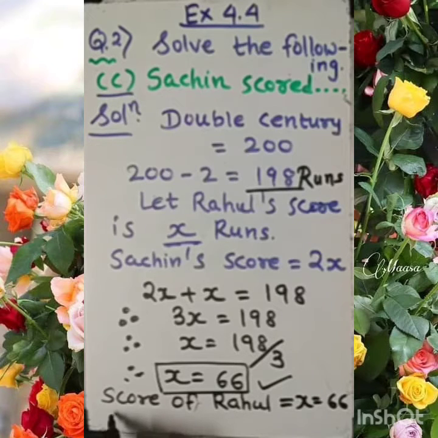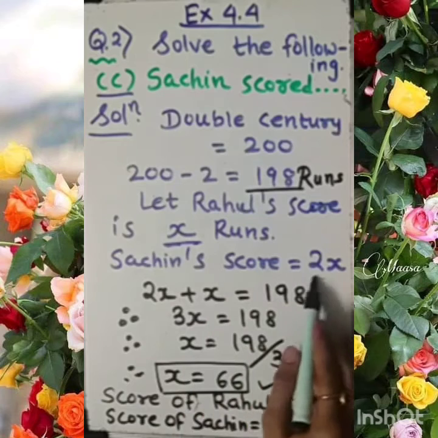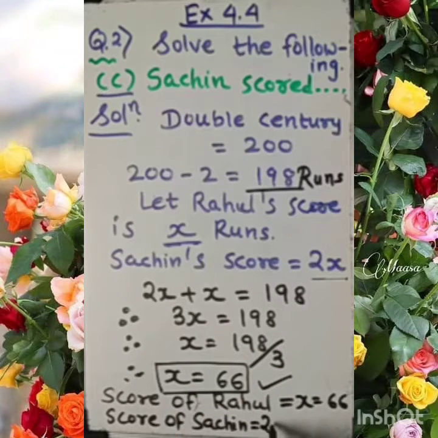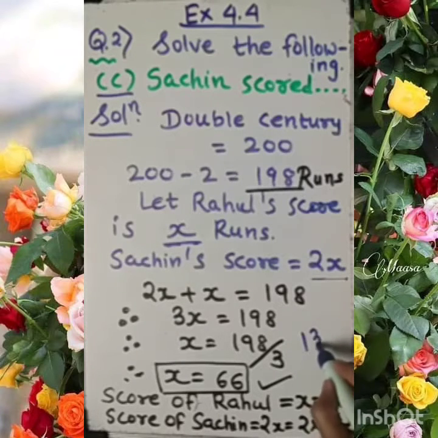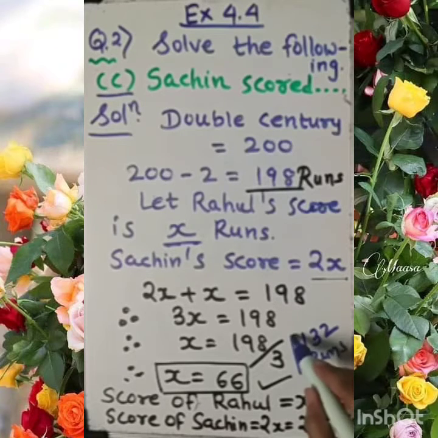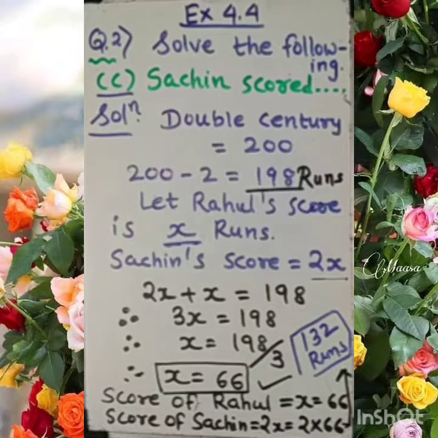Clear? And second is the score of Sachin, that is double than Rahul, which we have assumed. It was 2x. So please multiply 2 with 66. So answer I am mentioning here. 2 into 66, double of 66, that is 132. So my dear student, the score of Sachin is 132 runs.